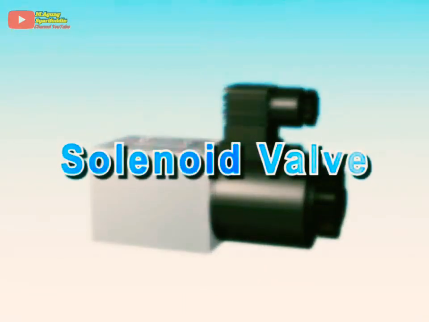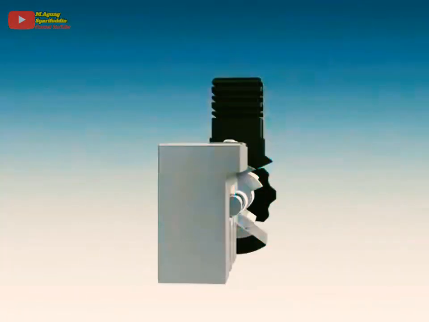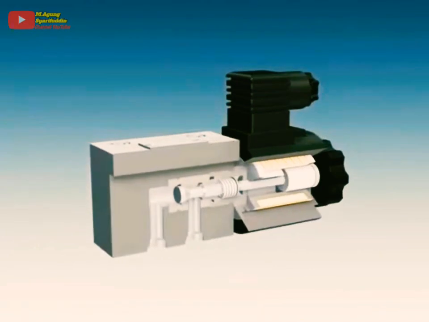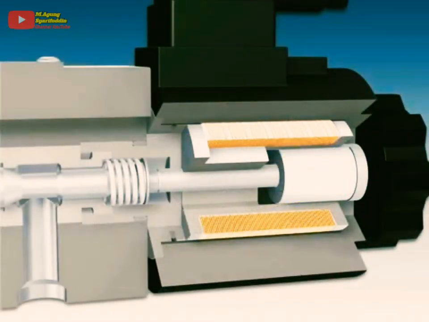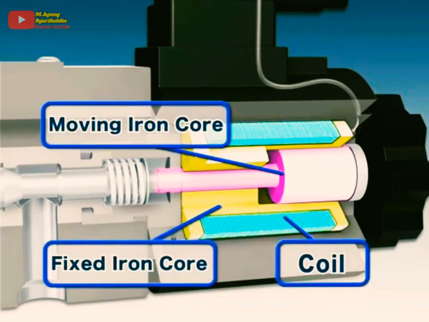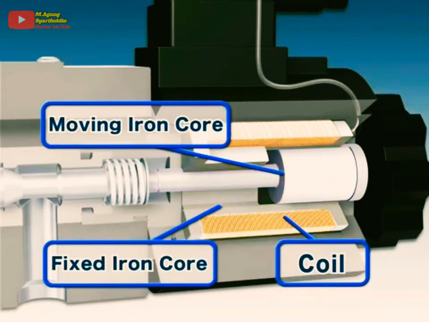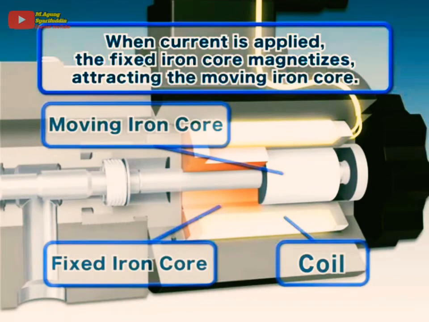The solenoid valve electrically changes the circuit of the hydraulic oil. The valve is composed of a valve body, spool, solenoid, and other components. The solenoid is constructed of a coil and of a moving and fixed iron core. When electricity flows into the coil, the fixed iron core becomes magnetized, attracting the moving iron core to it.